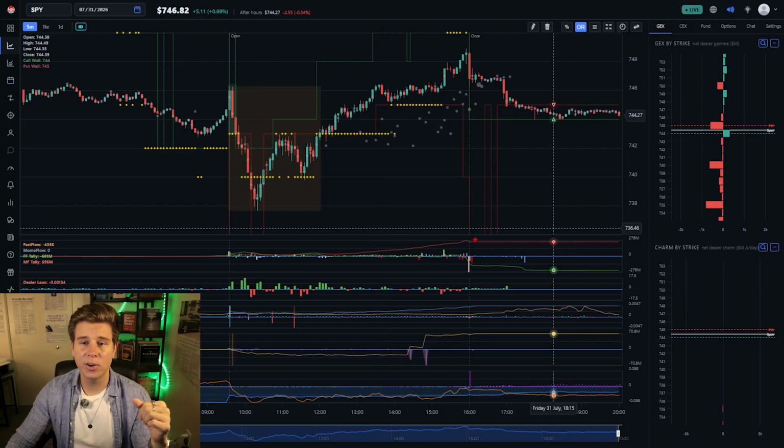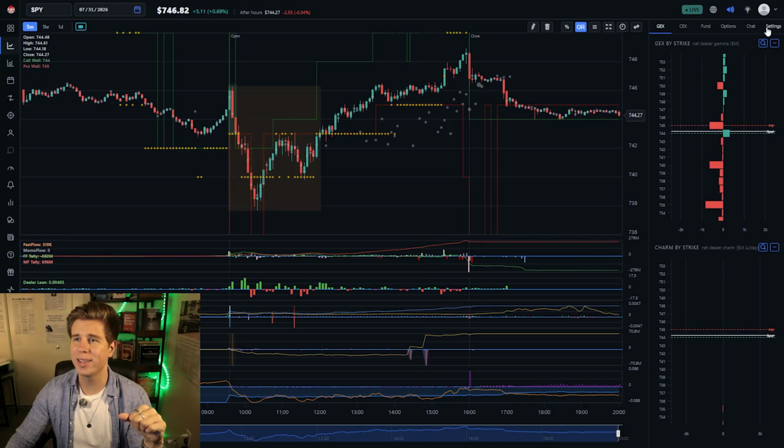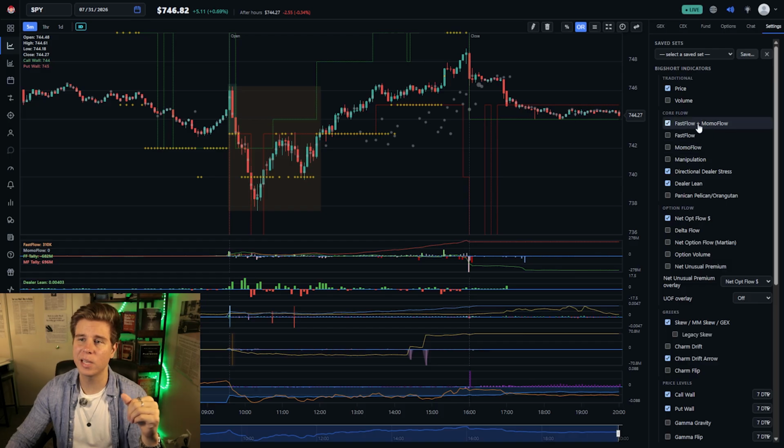Now, all of the panes under the price pane right here are all of our indicators, and they can be turned on and off by going into settings and selecting or deselecting indicators. What I want to do actually is separate FastFlow and MomoFlow into two separate panes.